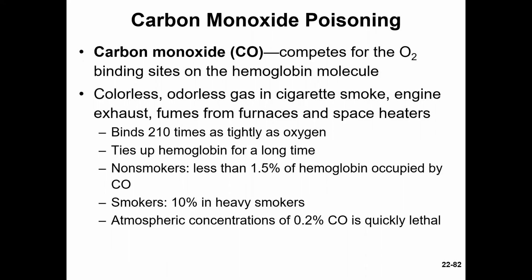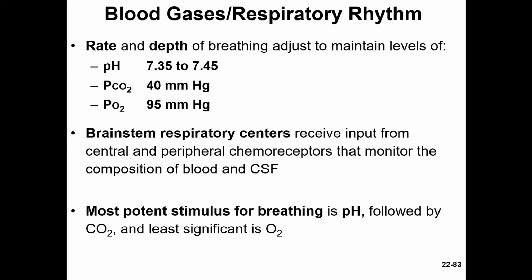Carbon monoxide poisoning: the danger here is that it does compete for oxygen binding sites. It's colorless, odorless, and found in cigarette smoke, engine exhaust, and fumes from furnaces and space heaters. It binds 210 times as tightly as oxygen. It ties up hemoglobin for a long time. For non-smokers, less than 1.5% of hemoglobin is occupied by CO. For heavy smokers, it's 10%. Atmospheric concentrations of 0.2% carbon monoxide are quickly lethal, so it doesn't take much.